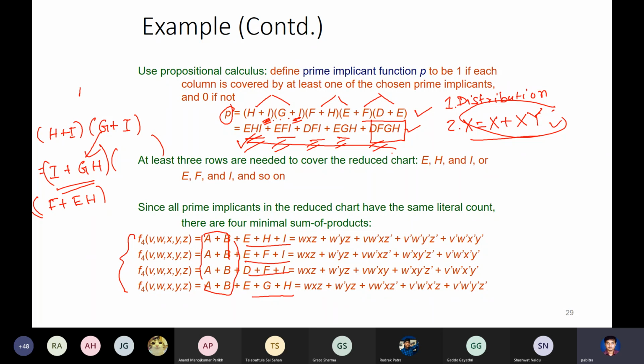Probably the CAD tools want to have all these minimums, because then they will have other considerations, maybe power or time or something. I'm not exactly sure. Maybe they look for all these minimal realizations and then choose among them. So I think that's why they go for this method. Yes, sir. So if we need all of these, then we cannot use that method. We'll have to do this.